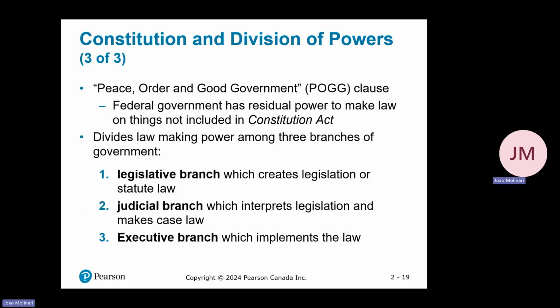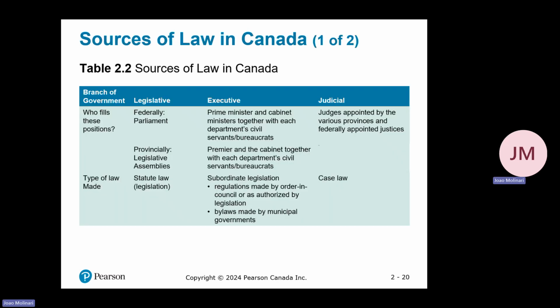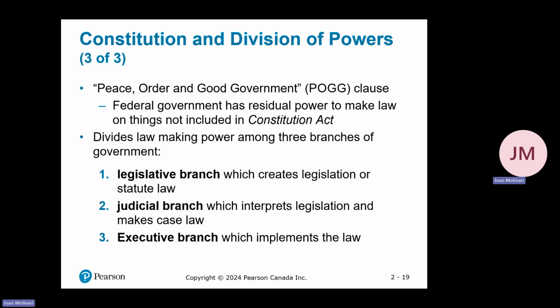Okay, now this part. The Constitution, while dividing powers, also divided the law-making power. So who makes law? In three branches, or three powers. The government of Canada, or Canada as a country, has the legislative branch. When I say branch, I could also say power, I could also say department if I wanted, but technically we say branch. So the legislative branch, who are they? They are the parliament at the federal level or the provincial legislature. They are the legislative branch. What do they do? They make law. They make statute law, legislation.